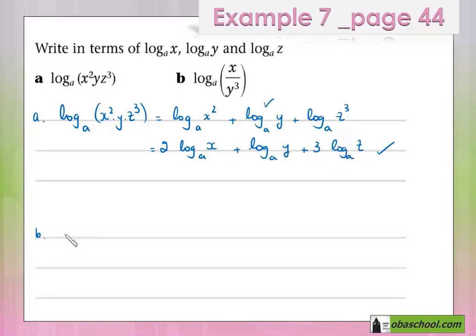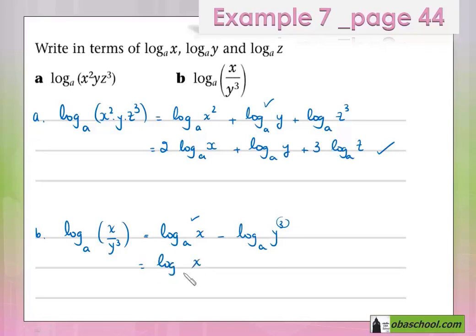Now let's go ahead and try and do the same thing for B. It says log x over y cubed to the base A, which means that this would be log x minus log y, since it's a fraction. So that would be log x to the base A minus log y cubed to the base A. Now this is not done yet, since we have the power 3 that we need to get rid of, and that would be log x to the base A minus 3 log y to the base A, and that would be the end of B.